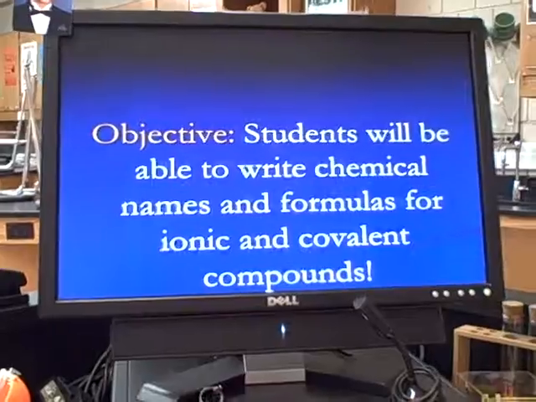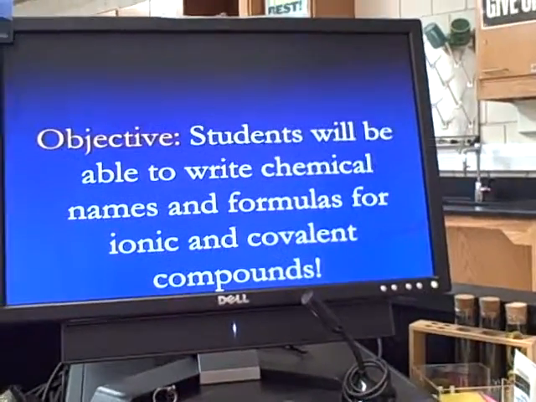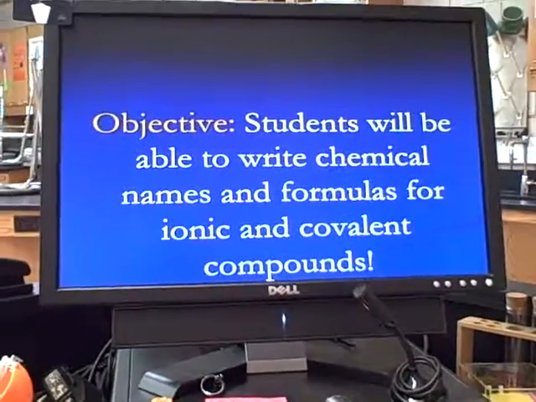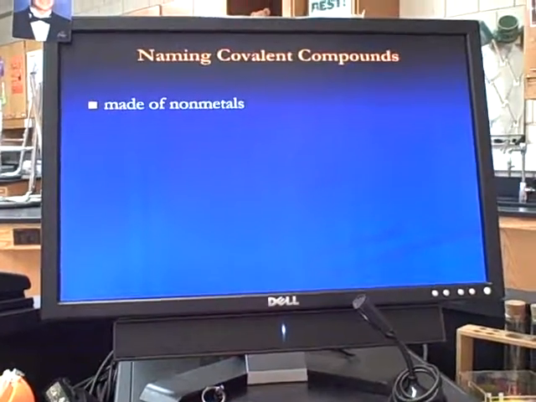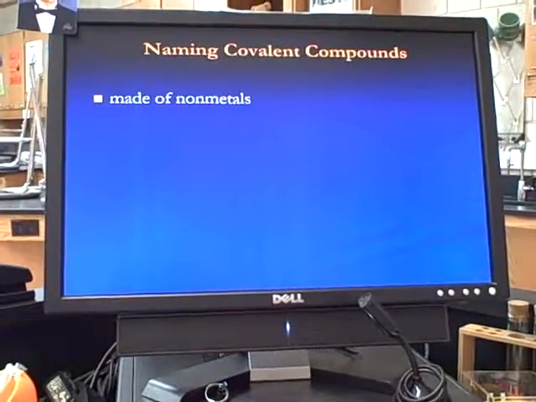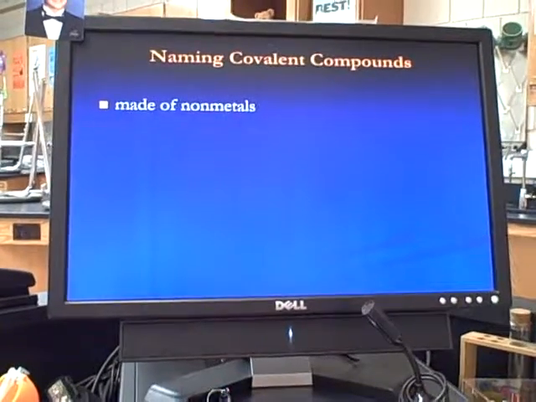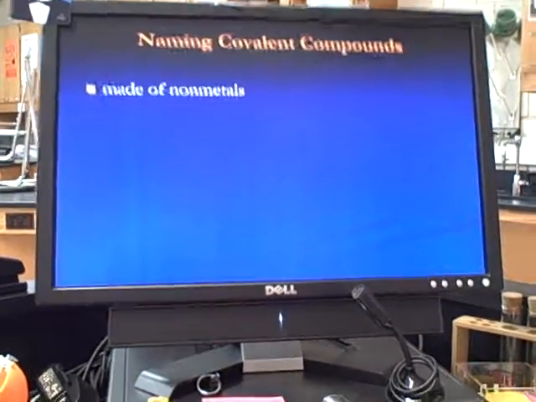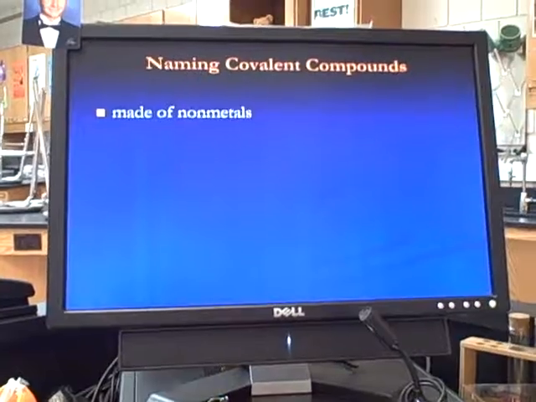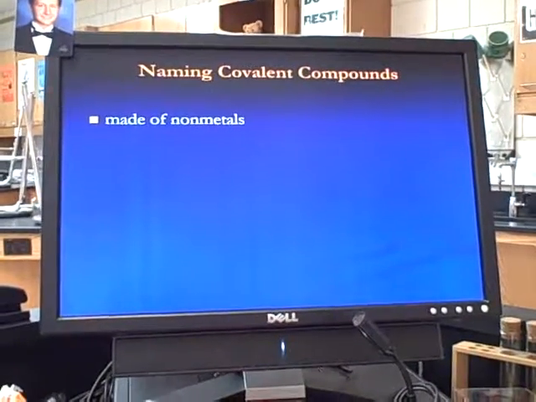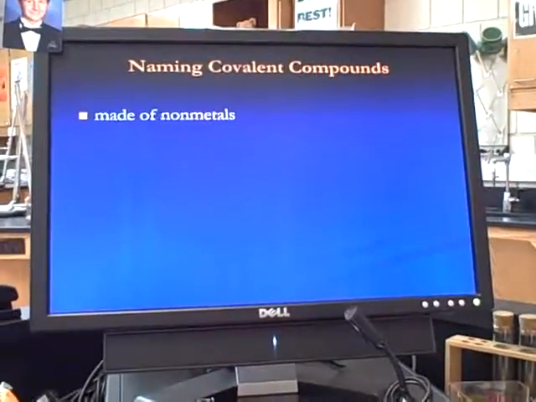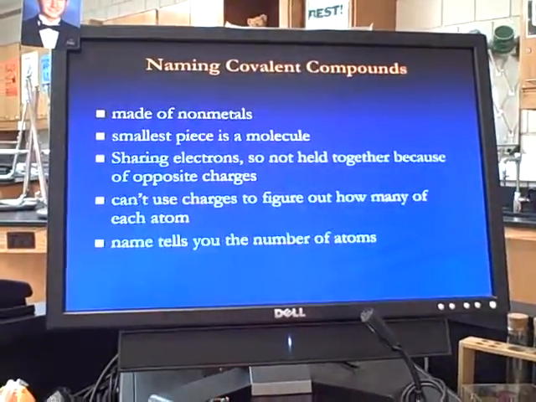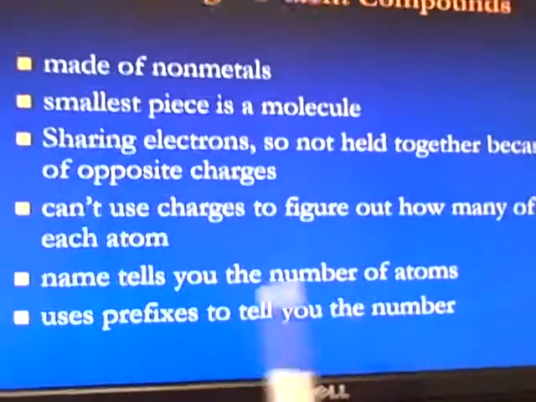So the first question on your note sheet says, what do we use instead of charges? We know covalent compounds are made of nonmetals, which we know tend to gain electrons, which means two nonmetals paired together are both going to be anions, have negative charges. So we need another way to distinguish because the charges aren't going to balance. So instead of using charges, we are going to use prefixes.